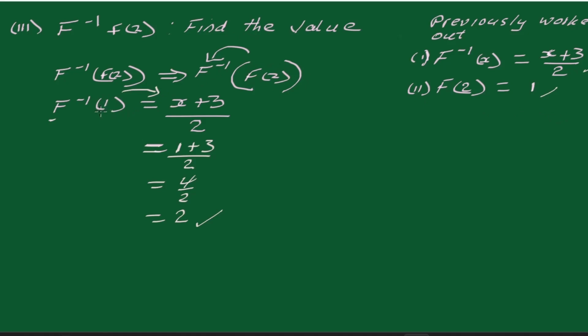And having replaced it with 1, we're going to input this 1 into the inverse of function f. So 1 becomes the input to the inverse function f. And we know that the inverse function f is x plus 3 all over 2. So where we see an x, we'll replace it with a 1. 1 plus 3 is 4, and 4 over 2 gives us 2, and we worked out the answer to be 2.